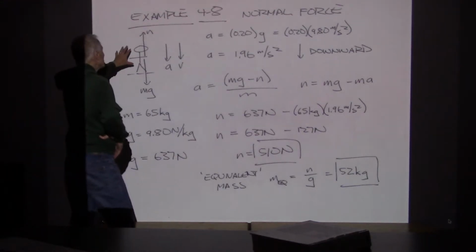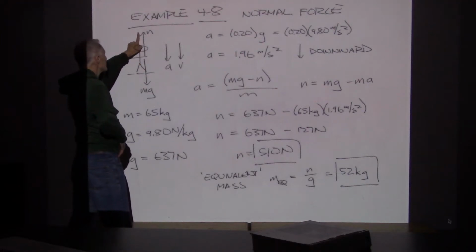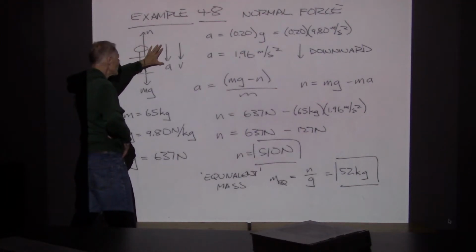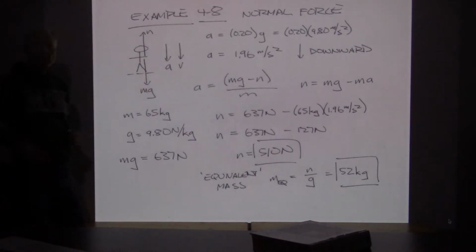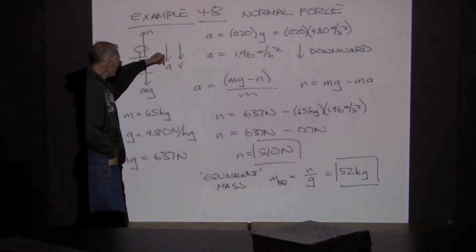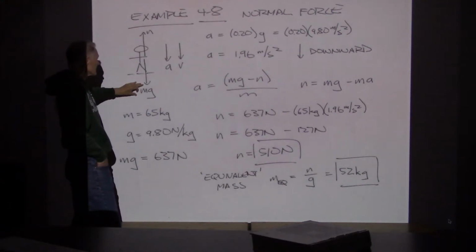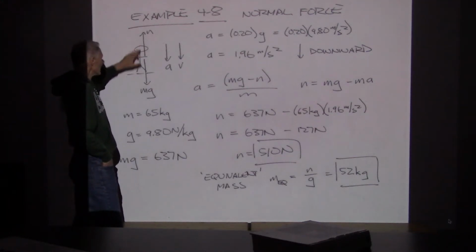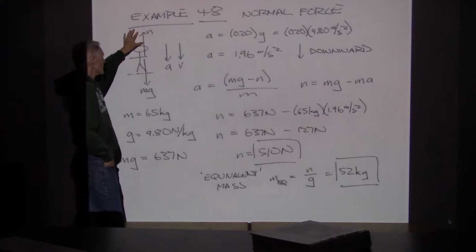So here's the object. Here are the forces acting on the object. There's an mg and there's an n. Now there's an acceleration taking place, and because there is an acceleration, that tells us that n and mg are not the same. In fact, it tells us that if we have an acceleration downwards, it must be that the normal force is less than mg. If n equaled mg, we would have no acceleration. To have an acceleration in this direction, n is going to be less.